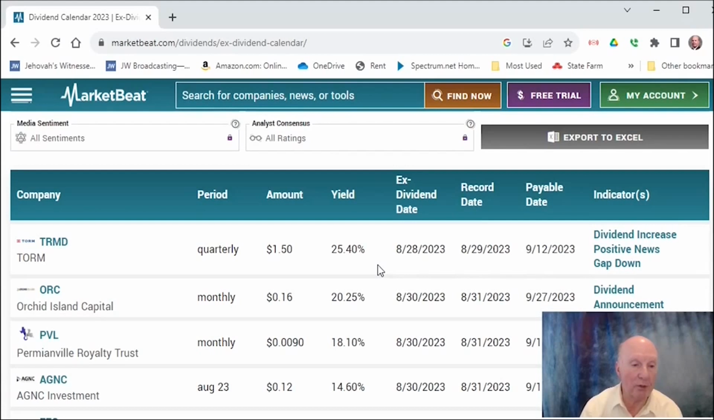Of course, ORC, if you look at the list, it's one of my stocks. I'm already invested in ORC. We have another one here, PVL, that actually isn't on my list. It's a new one for me. So I may want to investigate PVL. If it's a good one, I may want to add it to my portfolio and start putting some money into it. It shows 18.1%. Now, word of caution, you can't always trust this percentage.